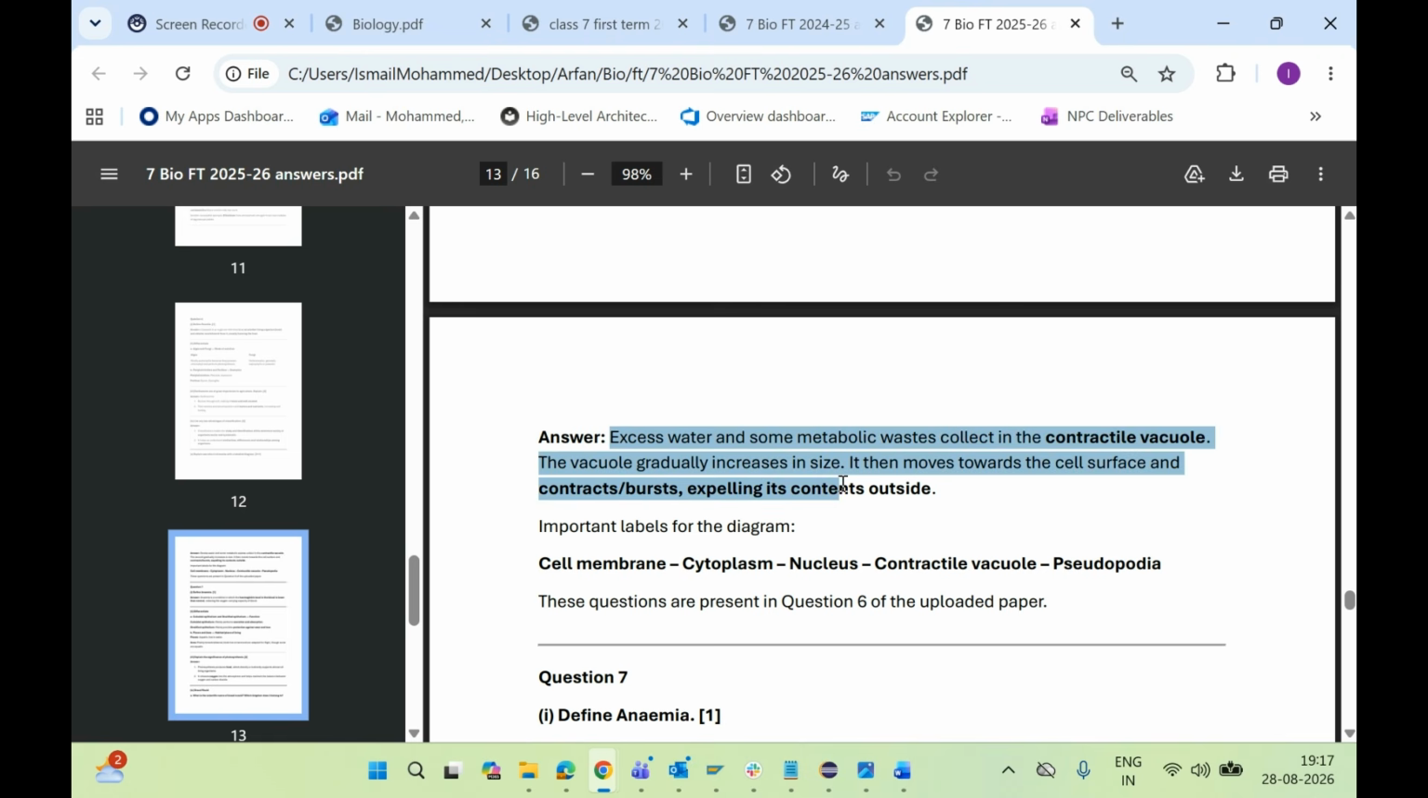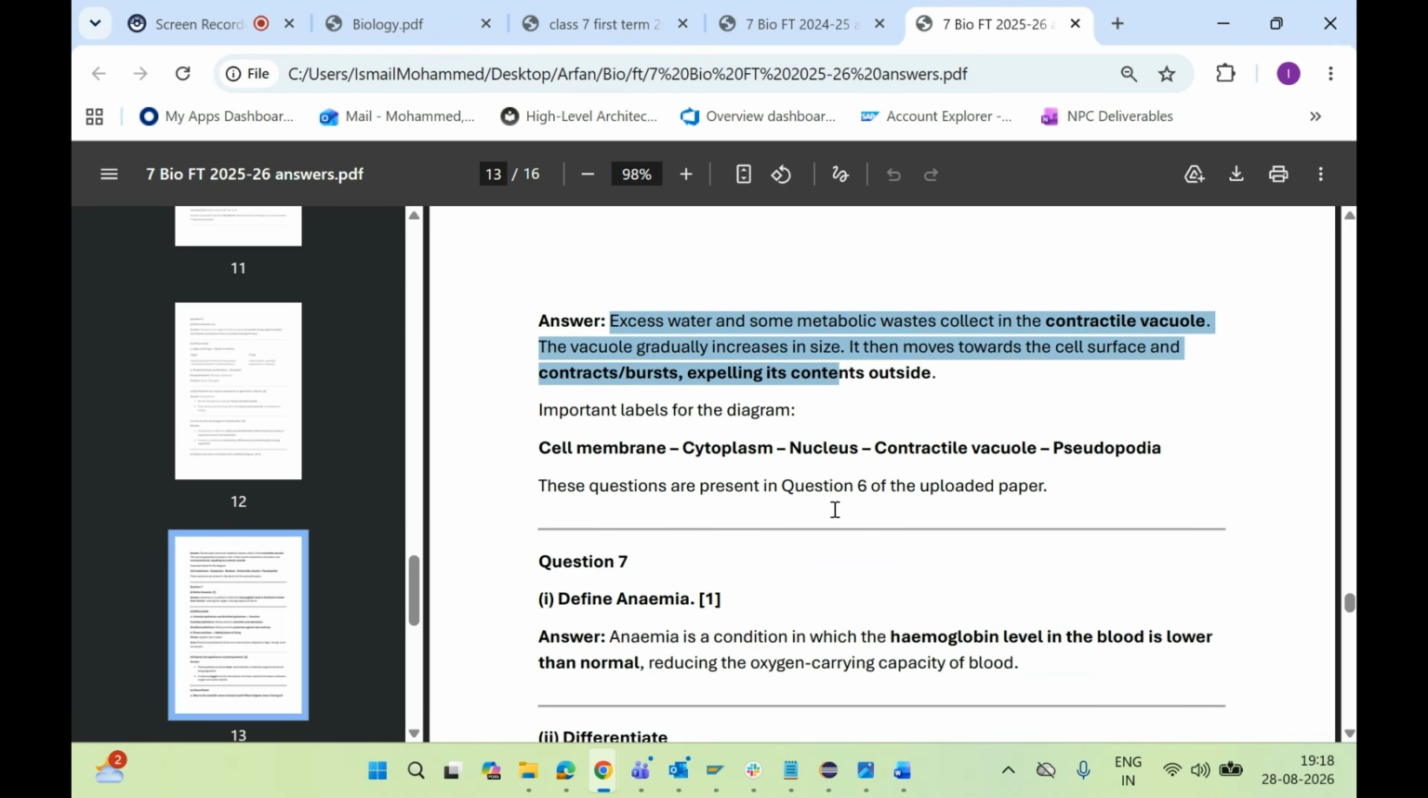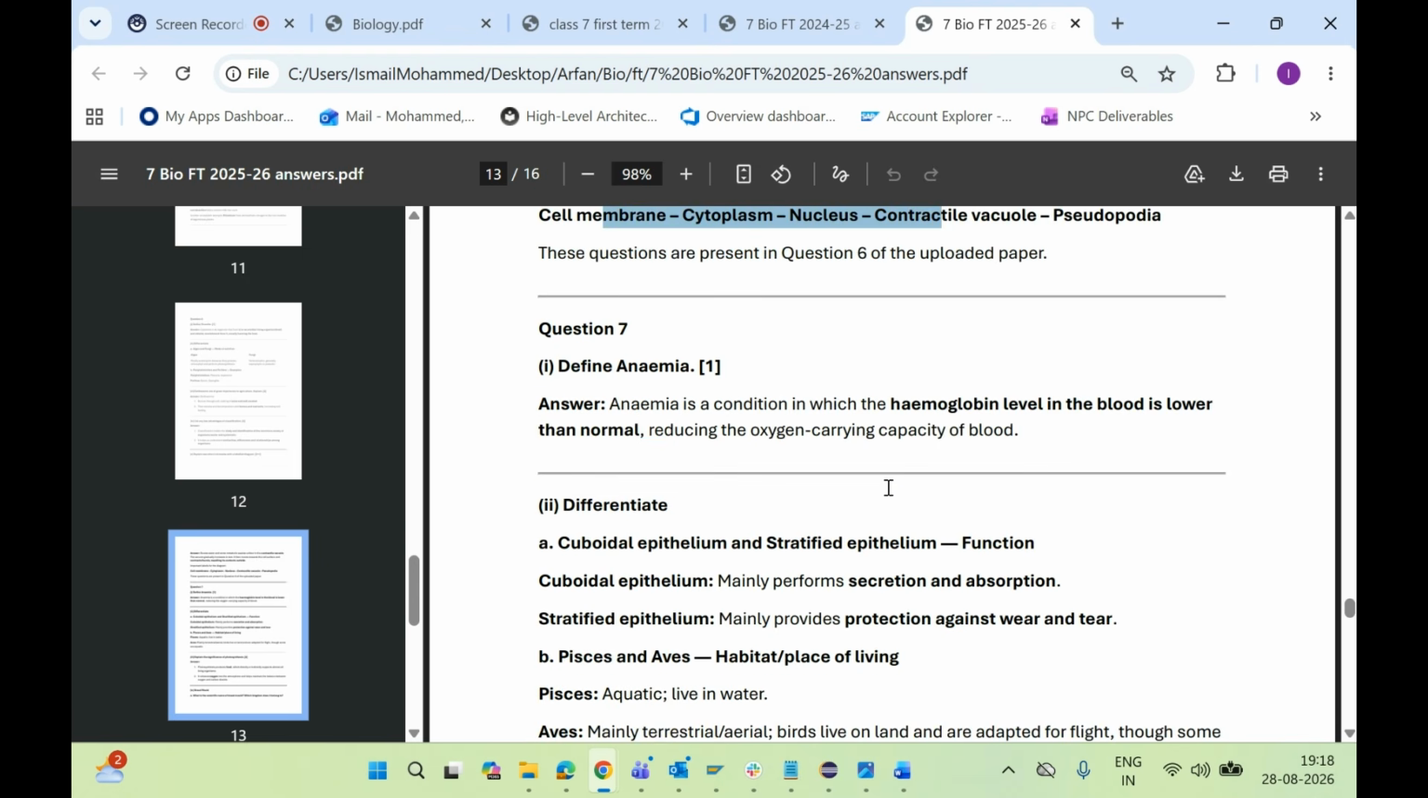Okay. Excess water and waste collect in the contractile vacuole. The vacuole increases in size. It then moves towards the cell surface, and then it expels the contents outside. Okay, so this time you have to mention these parts.